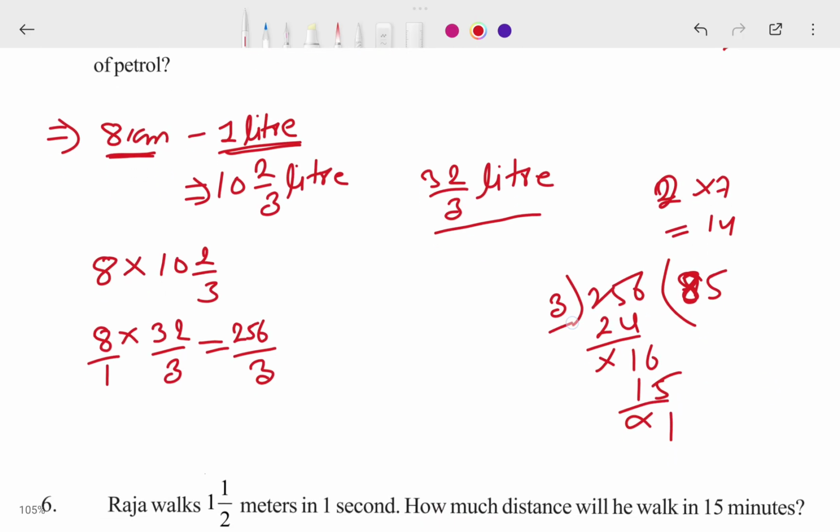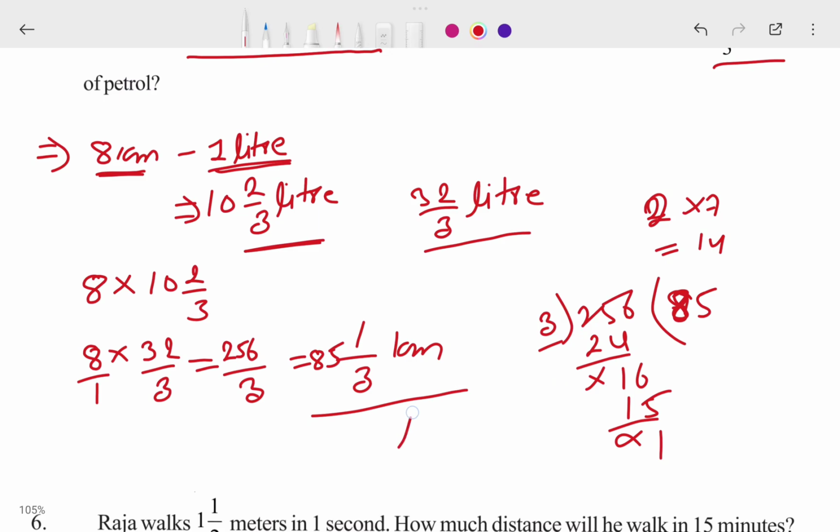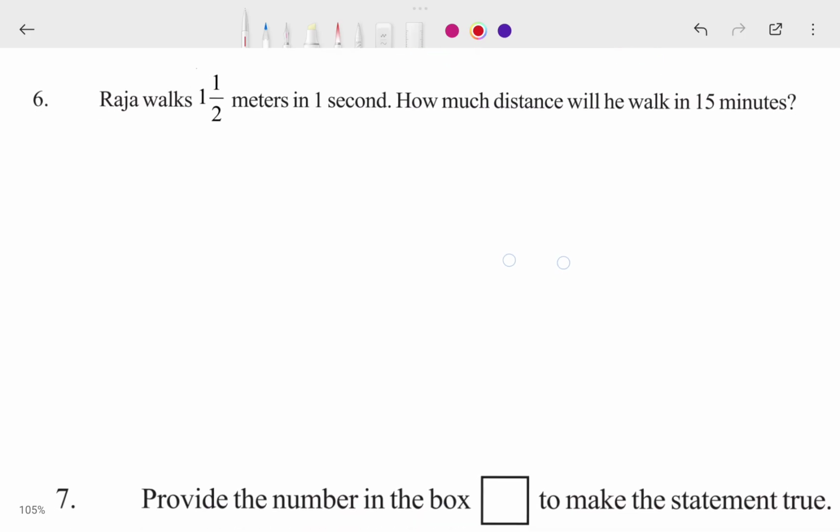So how we have to write: first this one, then 85 here, then 1 here. So 85 1 by 3 kilometers, the truck will run that much in that petrol. Okay, so this is your answer. I hope it is clear to you. Okay dear, so let's see the sixth one.